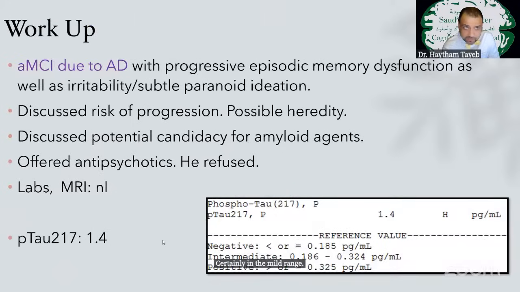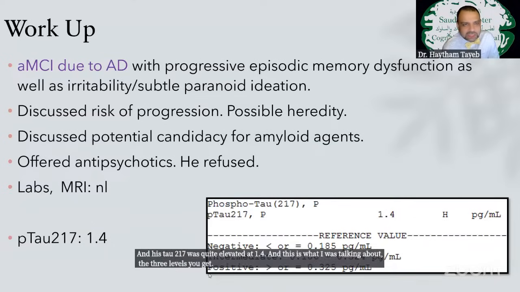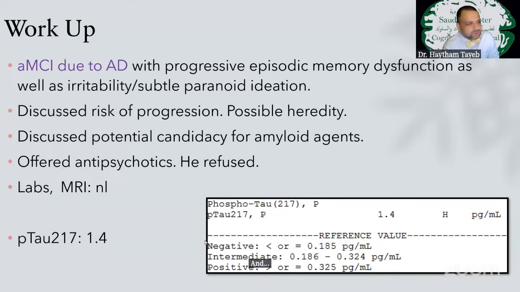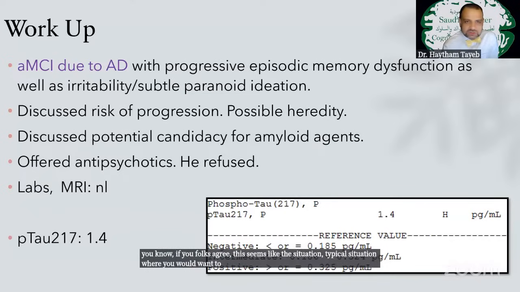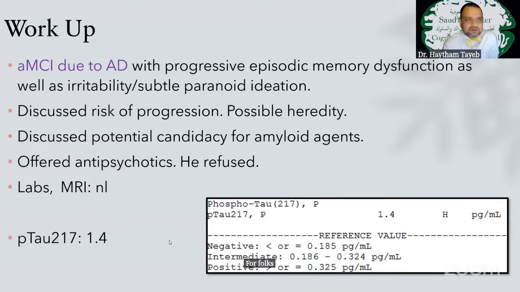This is his workup. Most notably, his MRI was basically normal, and his tau 217 was quite elevated at 1.4. And here, this is what I was talking about, the three levels you get. And if you folks agree, this seems like the typical situation where you would want to offer folks the amyloid agents, and I did.